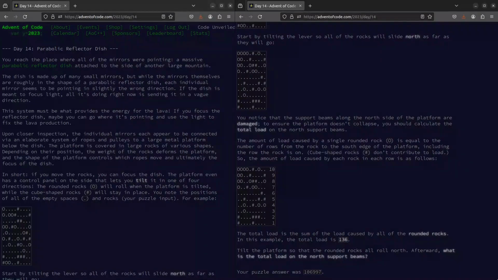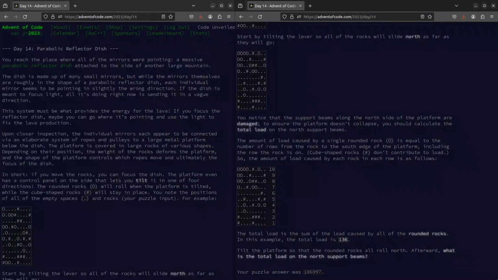By tilting the lever, all rocks will slide north as far as they will go. Cube-shaped rocks and edges of the platform stop the rock slide. We must calculate the total load on the north support beams after tilting north.